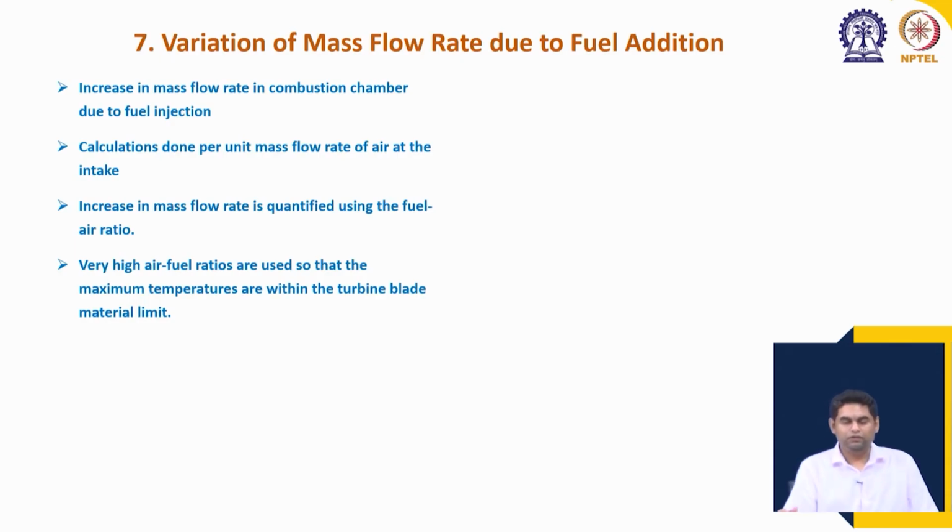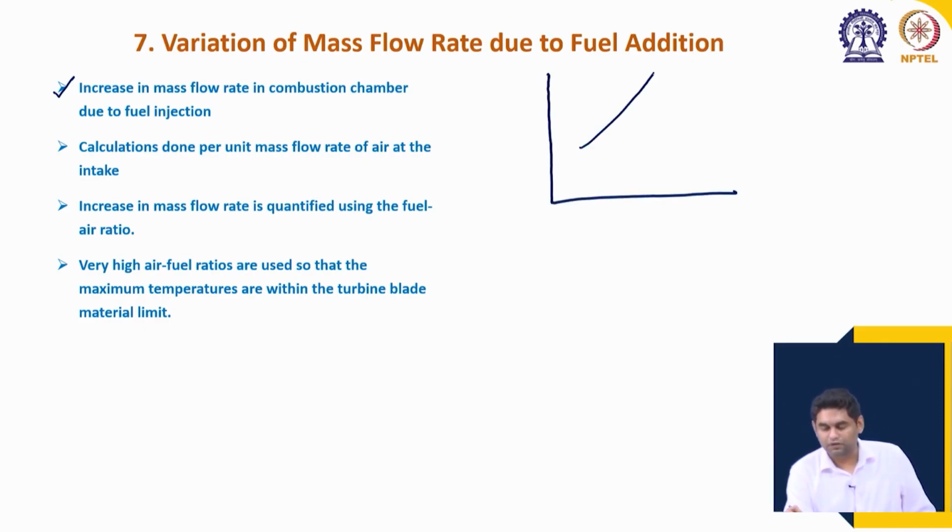So, the next effect which we need to consider is not a loss, but an effect due to the variation of mass flow rate. Why is this mass flow rate varying? Mass flow rate initially is equal to the mass flow rate of air at the intake. So, I have, let us say, this is 01, 02. At the intake we have a mass flow rate m dot A.